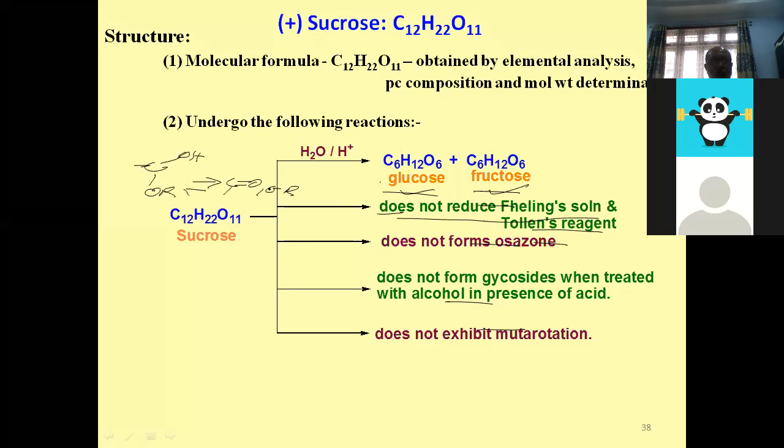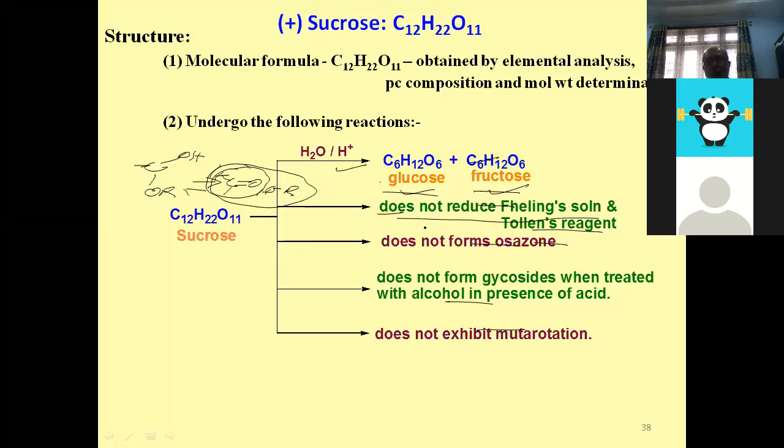So if it is not showing reduction, that means this aldehyde group is not present there. As a result, this can happen only when the anomeric OH group in glucose and also in fructose are blocked.